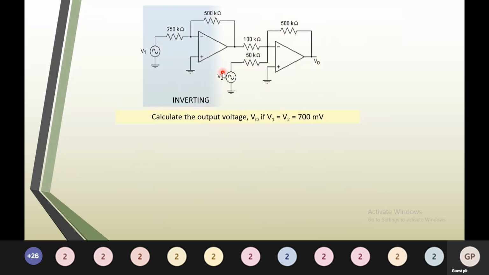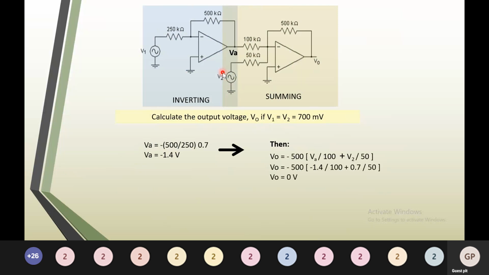Yes, let me show the output. As I said, this first one is an inverting amplifier, and the second one is a summing amplifier. You can find the output of the first one, which is minus 1.4 volts. Then using that as the input of the second one, the output will become 0 volts. See, finally the output of this circuit is 0.